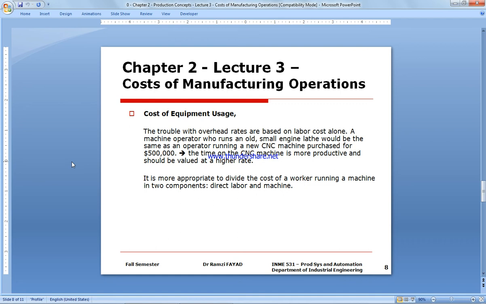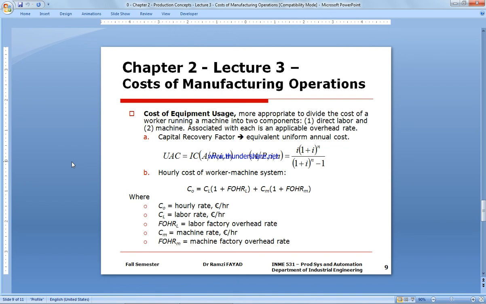It's more appropriate to divide the cost of a worker running a machine into direct labor and machine. So we're gonna do it as two parts. We have the labor and the factory overhead rate times the direct labor, plus the machine cost times the factory overhead cost. That would be the hourly rate for the company: labor factory overhead rate and machine factory overhead rate. Factory overhead rate with respect to labor and factory overhead rate with respect to machine.